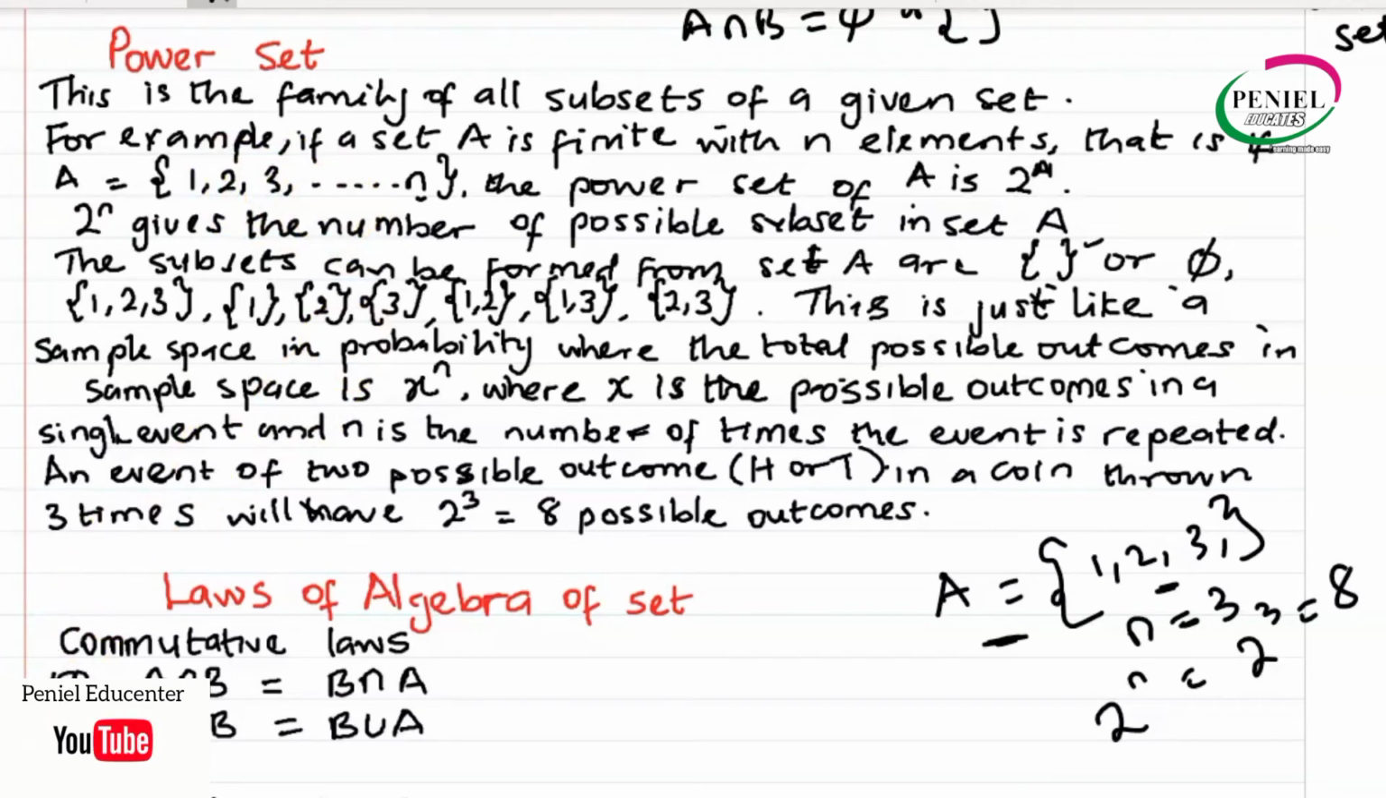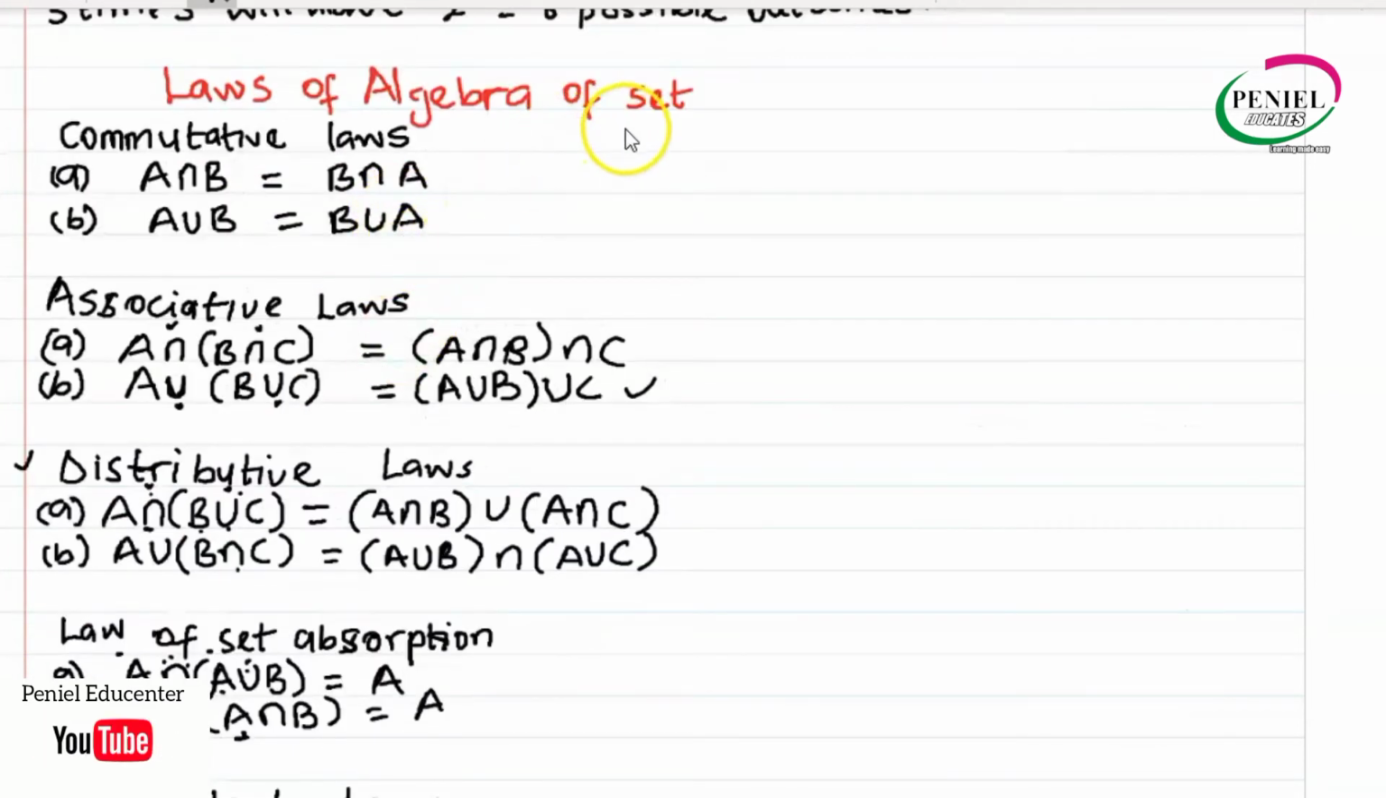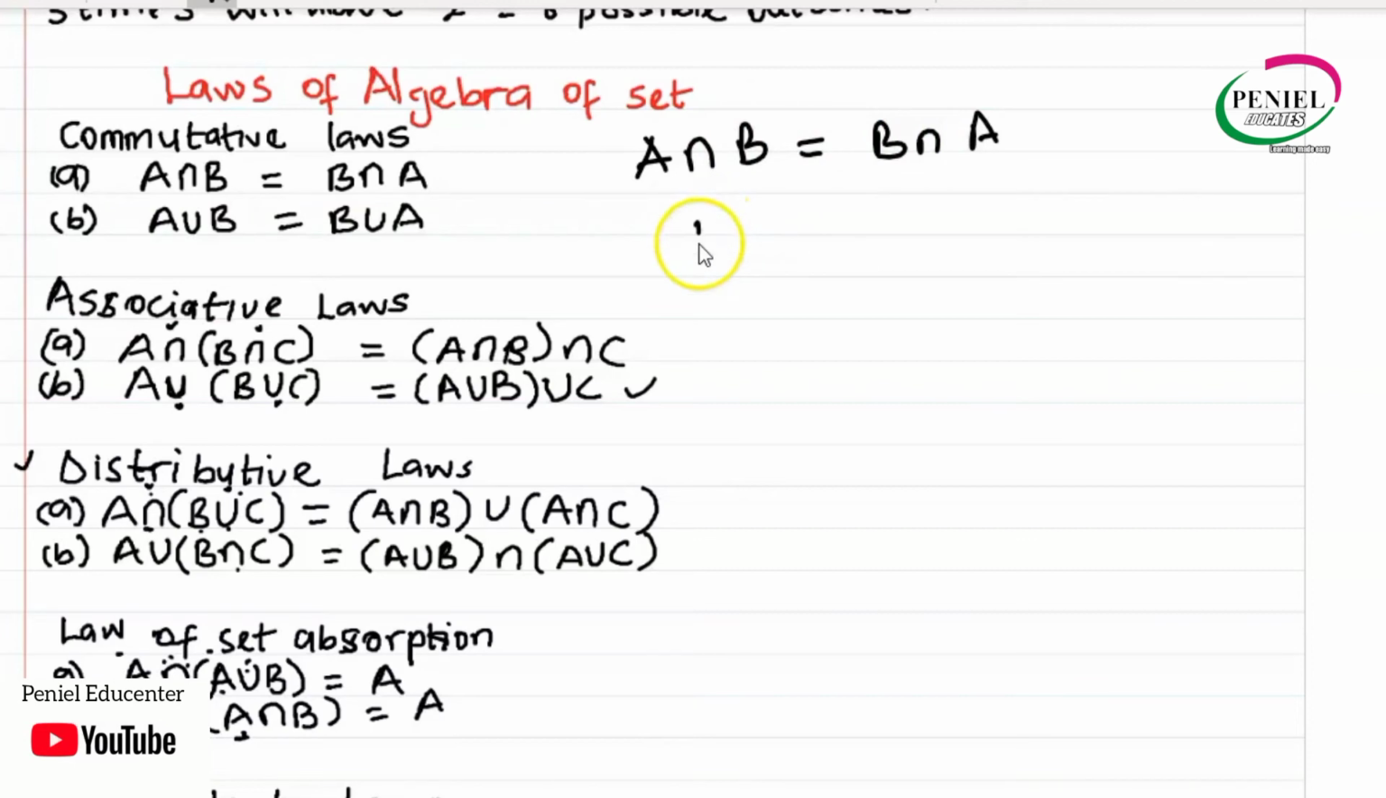Okay, let's look at the laws of algebra of sets. We have the commutative law. Whenever we have A intersect B, it is also the same thing as B intersect A. And if you have A union B, it is also equal to B union A. All right, so that's certain. That's what we call the commutative law.